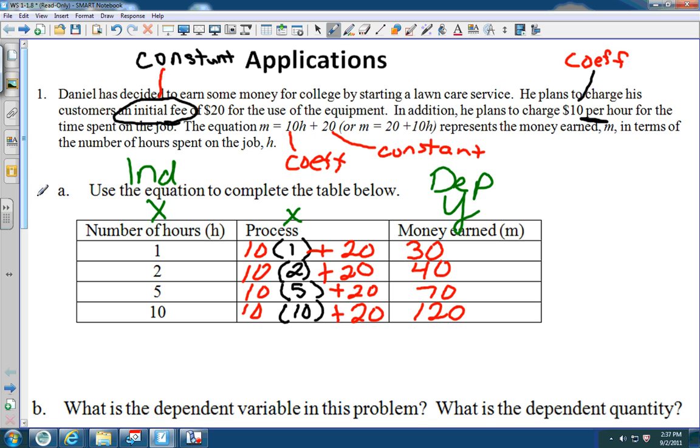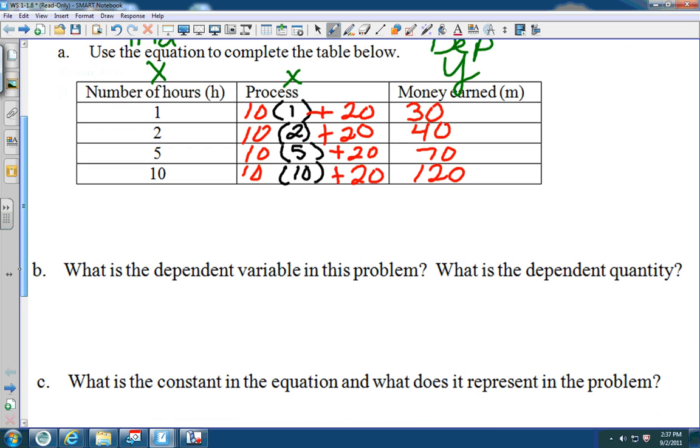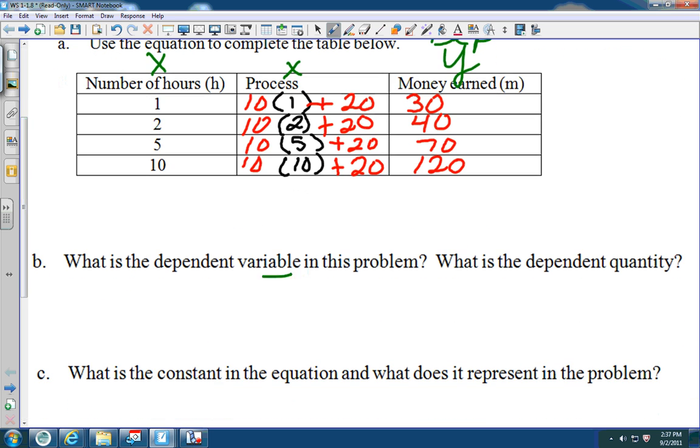Well, so right here, if I pull this down, it says what is the dependent variable? Remember, variable is talking about the letter, and quantity right here is talking about it in words. Dependent is the end result, the effect. What happens at the end? Well, at the end, there's money earned. Well, what letter are we using? M. So M goes here. And the quantity is money earned.